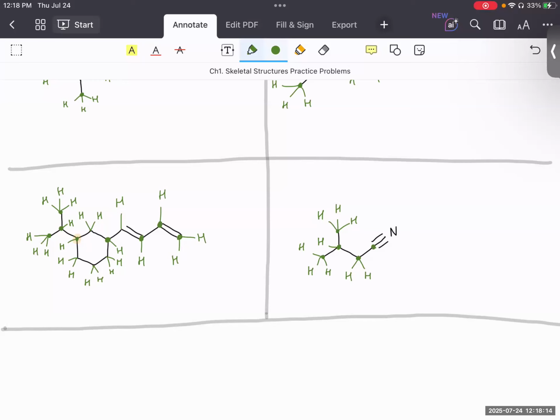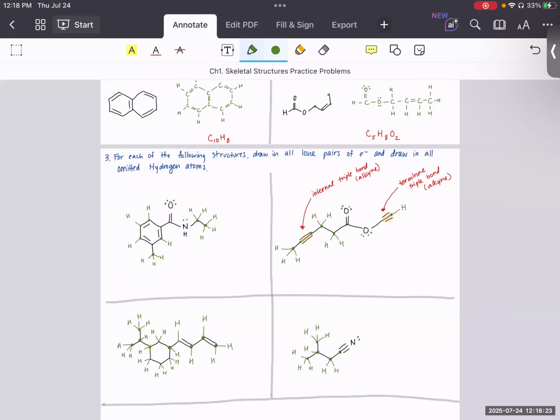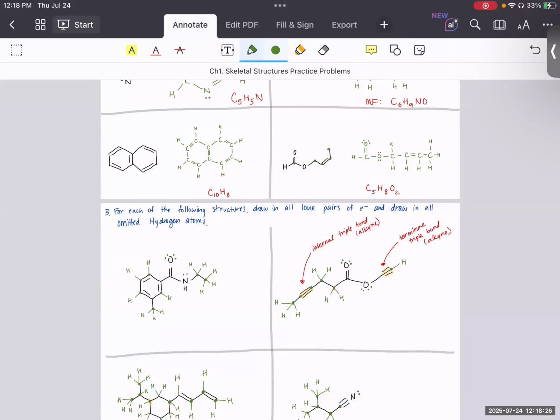And then with this nitrogen, the only thing we need to do is add in that lone pair because again, nitrogen wants to have 3 bonds and 1 lone pair. And with that, I think that wraps up this one.